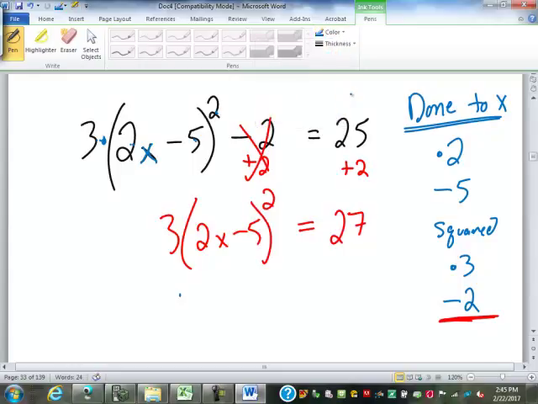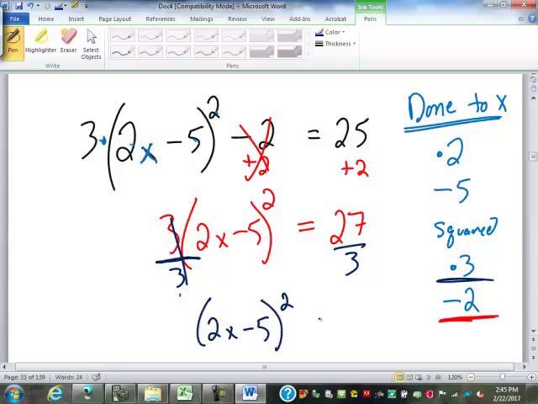The next thing we have to get rid of is multiplying by 3, and we're going to do that by the opposite of multiplying, dividing by 3. So that's gone. We've got 2x minus 5 squared. 27 divided by 3 is 9.